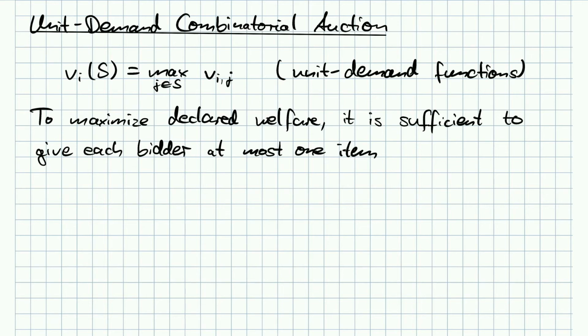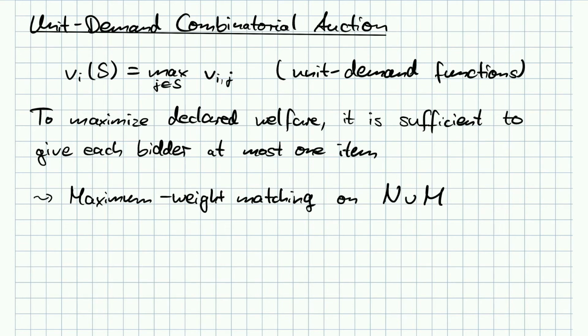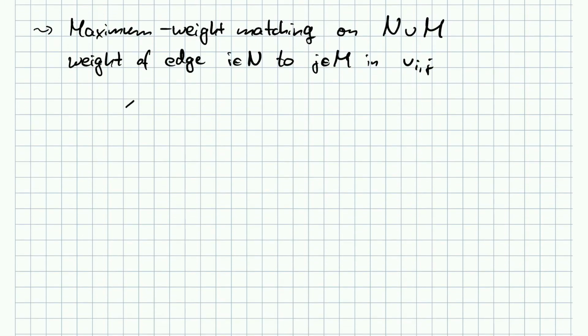So what will this look like? We are now seeing this as a maximum weight matching problem. Our graph will be N union M, where the weight of the edge between i in N and j in M is v_i,j. So what will this look like visually? We might now have, for example, 3 bidders, 3 items.